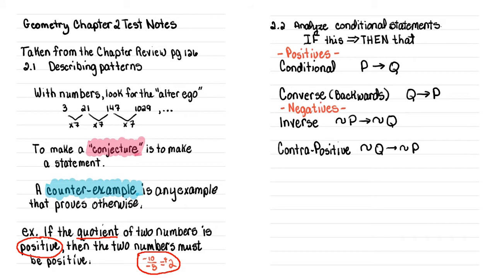When analyzing conditional statements, that is, if this, then that, our positives begin with a conditional statement, a statement that is true. We call it if P, then Q. Converse means we're just working backwards. The then becomes the if, and the if becomes the then. The negatives are inverse and contrapositives. If not P, then not Q. And the contrapositive just reverses that. If not Q, then not P.